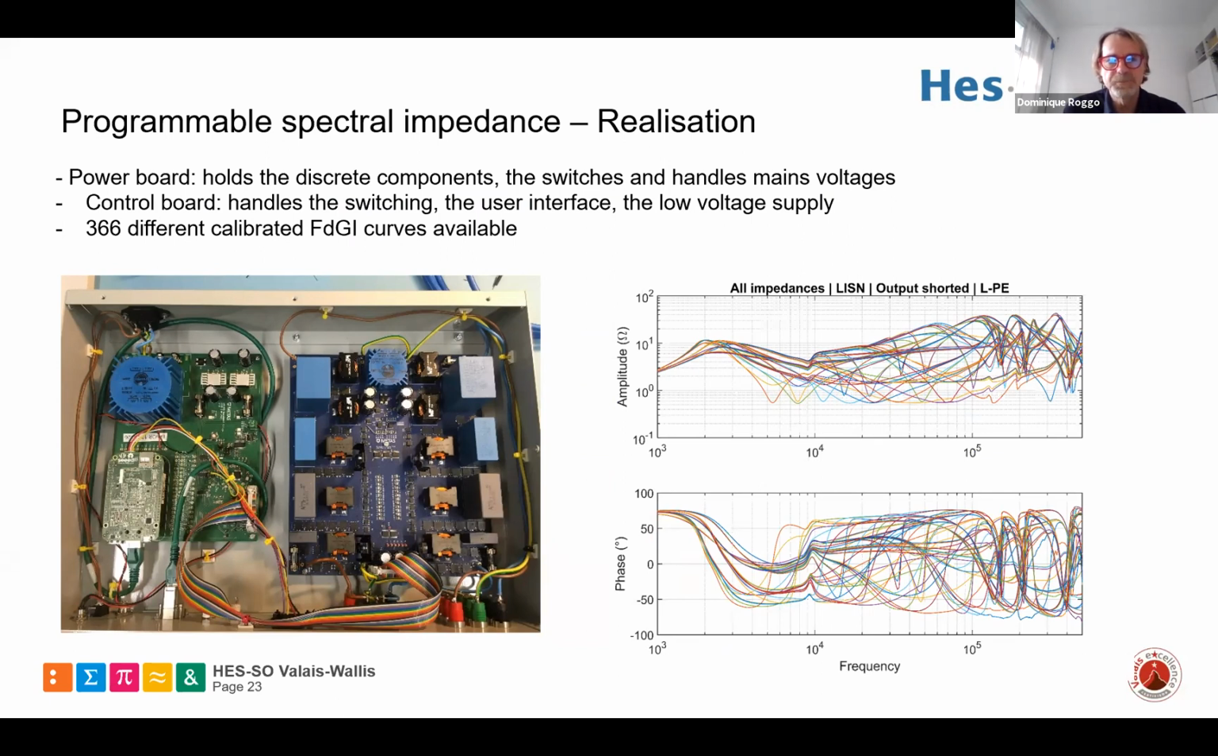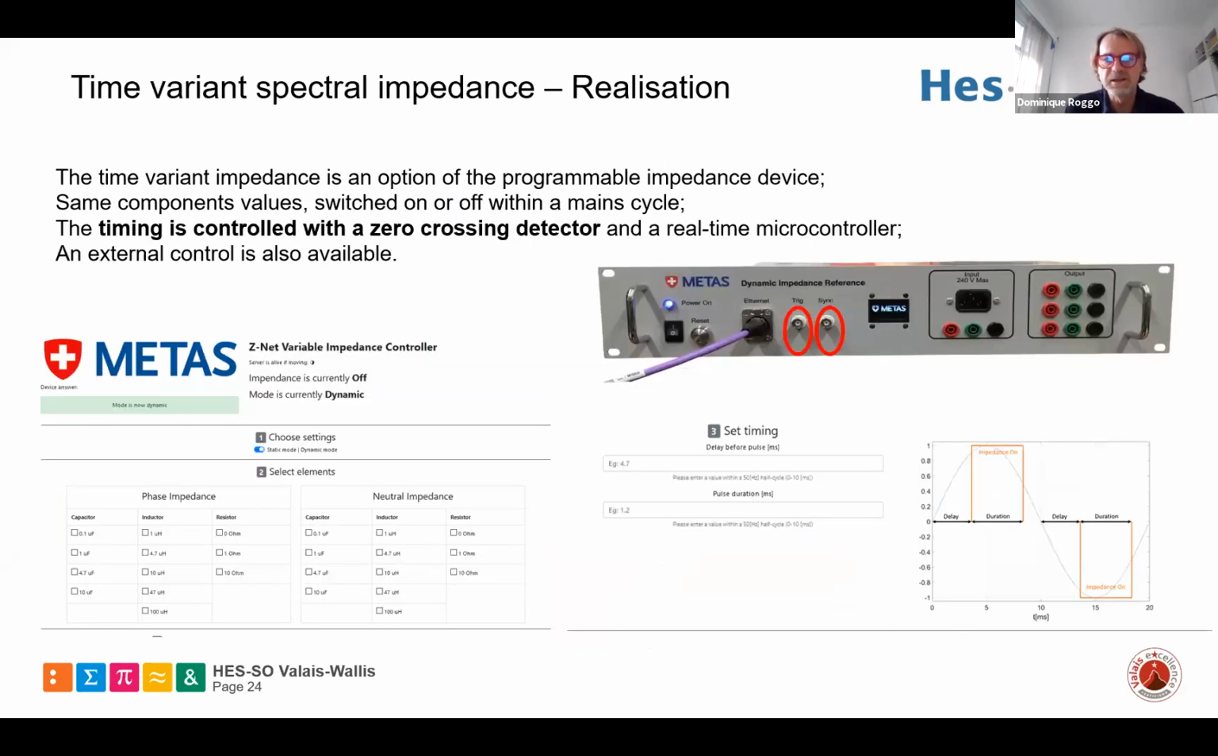And they also designed a very handy control interface so that you can select all the different capacitance, inductance and resistance in the circuit on one side. Then with the help of a synchronization signal, you can synchronize with the AC voltage, and you can then switch different impedances during one cycle of the 50 Hertz grid period.